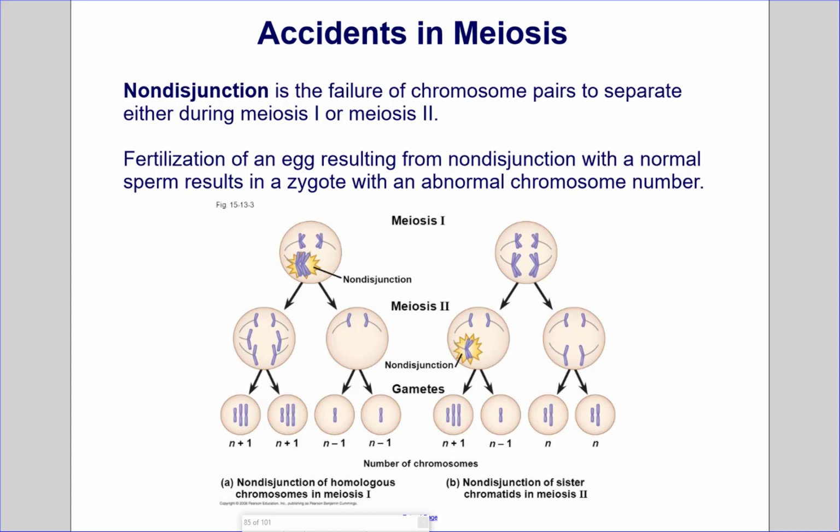Accidents in meiosis. Nondisjunction is the failure of chromosome pairs to separate either during meiosis I or meiosis II. Fertilization of an egg resulting from nondisjunction with a normal sperm results in a zygote with an abnormal chromosome number.